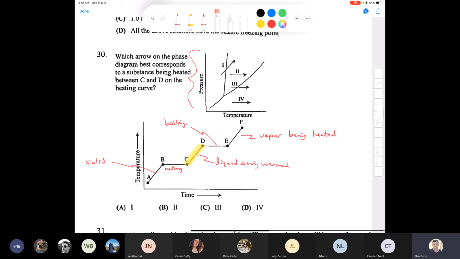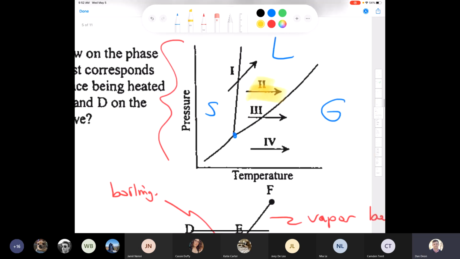There we go. So now let's look at the phase diagram. You should know that on the far left-hand side of the phase diagram, this is a solid, low pressure and low temperature. Then as I increase the pressure and temperature, I have the liquid phase in here, and I have the gas phase over here. This is the triple point right there. So which one of these represents a liquid being warmed? All right, it's going to be number 2. You see that it remains a liquid the entire time on this arrow.